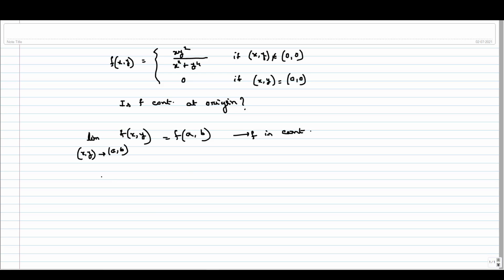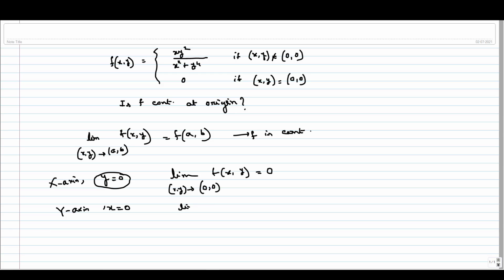So what happens if we approach via the x-axis? That means y equal to 0. If y equal to 0, we can see the functional value is 0. So the limit as xy tends to 0 comma 0, that is the origin, of f of xy is 0. But when we see along the y-axis, then x is 0, and in that case also the limiting value is 0, because the function value is 0 when x is 0, and as y approaches 0 we are getting closer to 0.